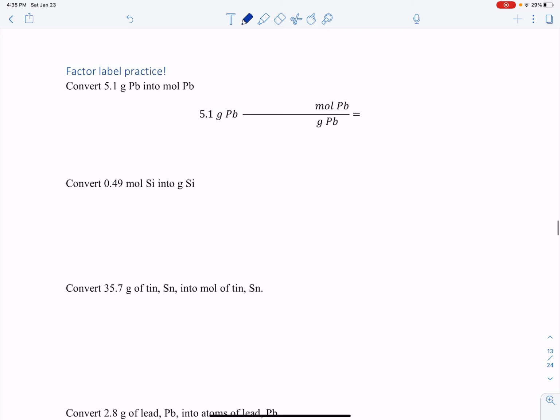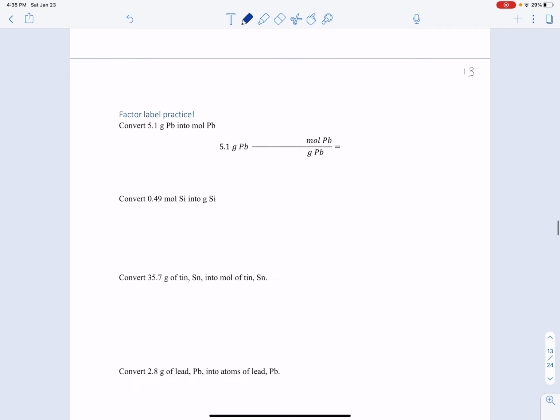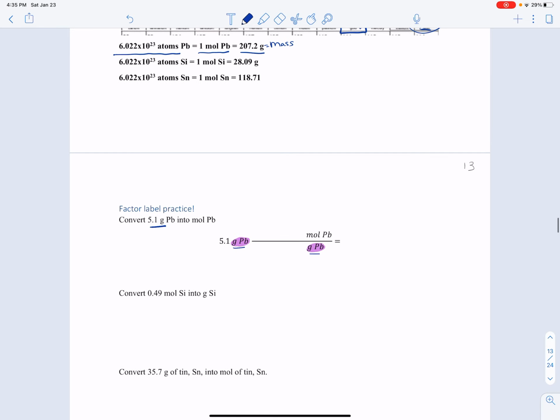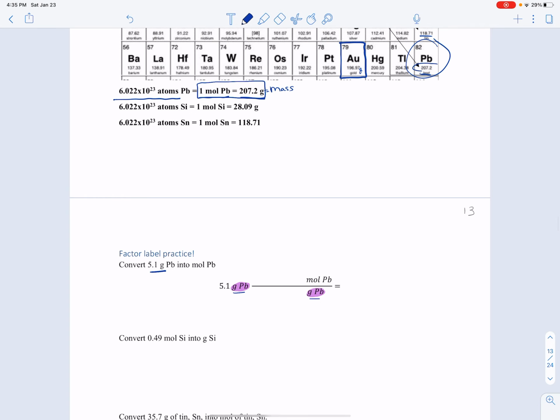So we're going to do a factor label example, and then you're going to practice with the factor label examples. Convert grams of lead into moles of lead. So we have a gram here and a gram here. Remember, that's because we write down the only unit we have, and then we cancel it by putting it diagonally downwards. And you saw up here, 1 mole of lead has this mass. And again, that's from this number on the chart.